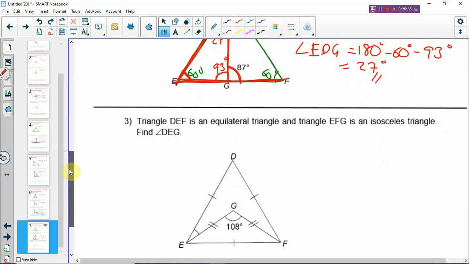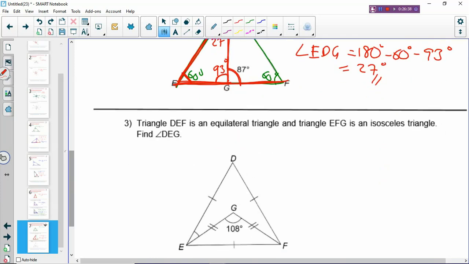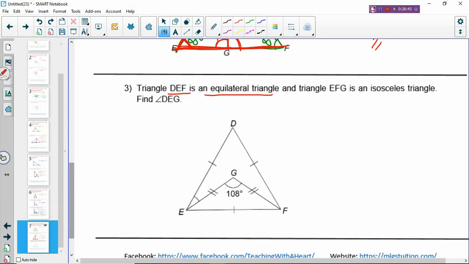Gets maybe a little harder. Now, triangle DEF is an equilateral triangle. So where is your DEF, which is the bigger triangle that you see? Alright, so this is your equilateral triangle. So let me use a red color to show out the equilateral triangle. And what do I know about equilateral triangle?